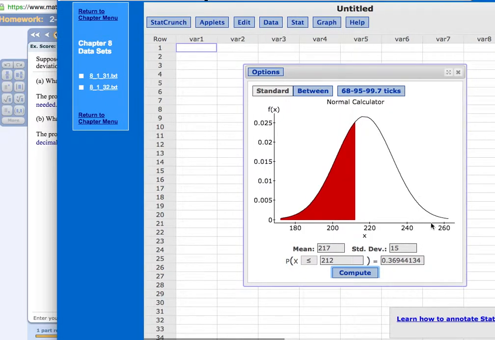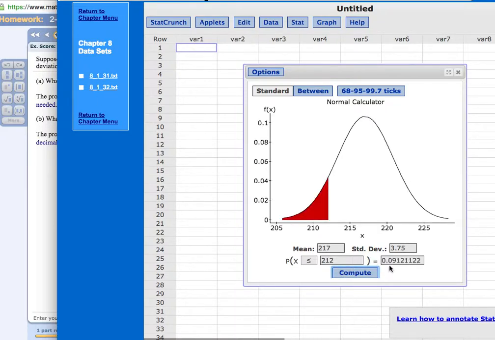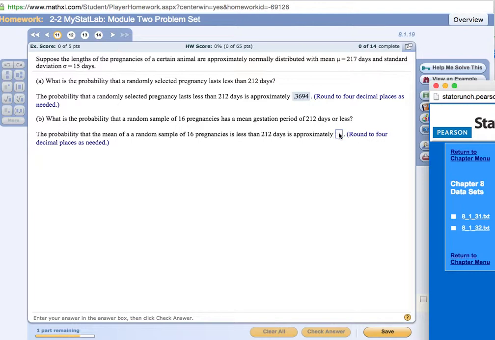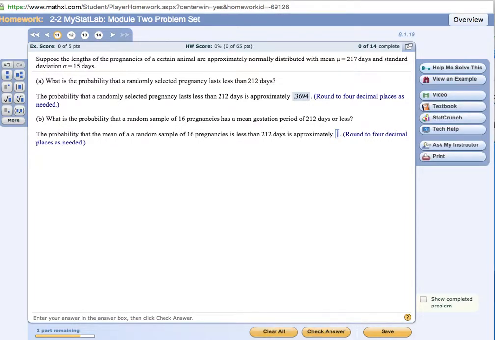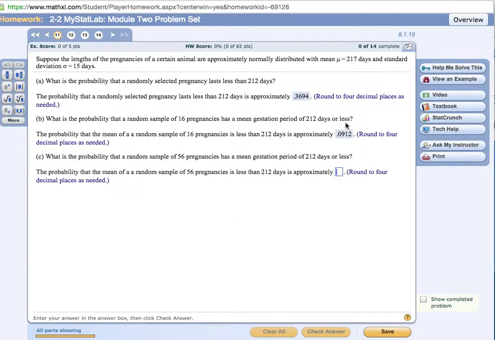So I'm going to put that in instead of the 15 for the standard deviation, 3.75. Everything else stays the same. The mean is the same, and so is the number of days in the pregnancy. So then I get 0.0912. Okay, and that looks good.